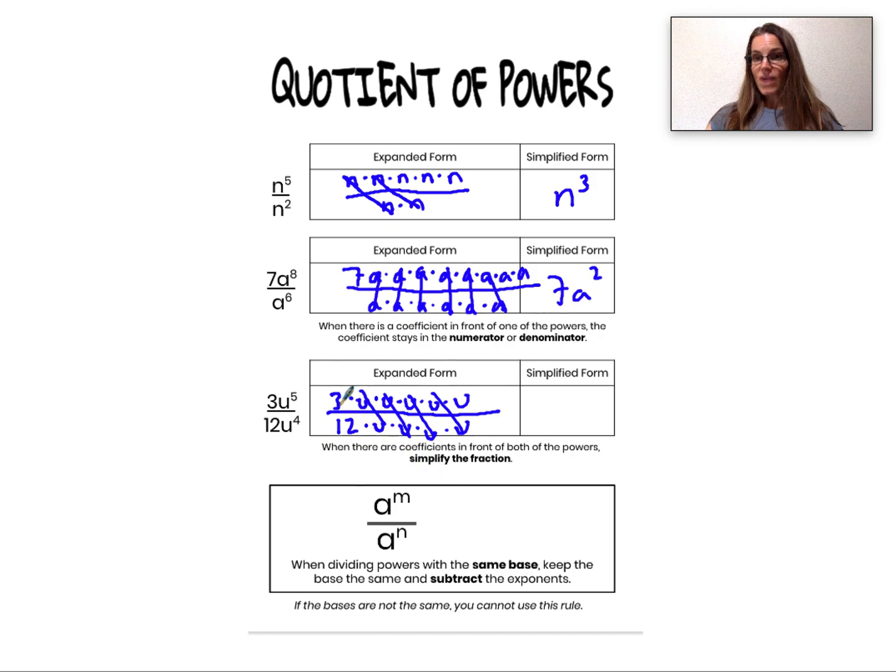Now I'm not going to write 3u over 12. What I'm going to do is simplify this fraction. So here I have a common factor of 3. Common factor of 3. So I can simplify this. Divide by 3, 1. Divide by 3, 4. I can simplify that fraction 3/12 to be 1/4.